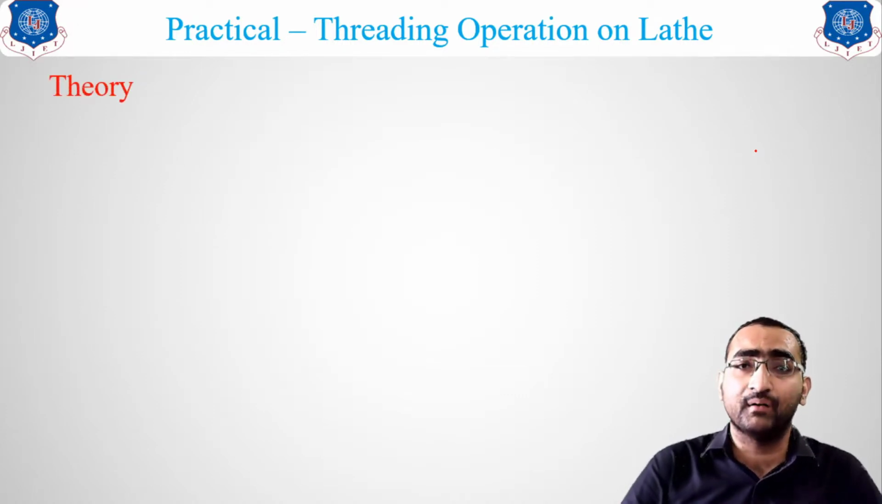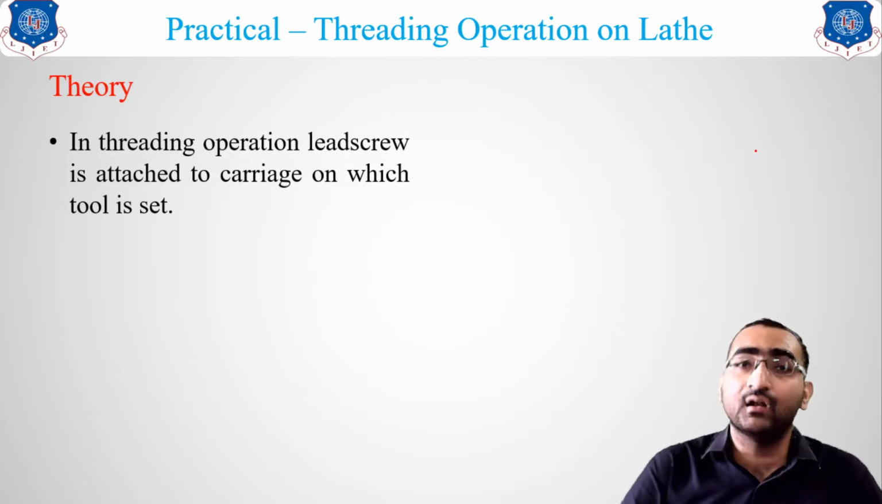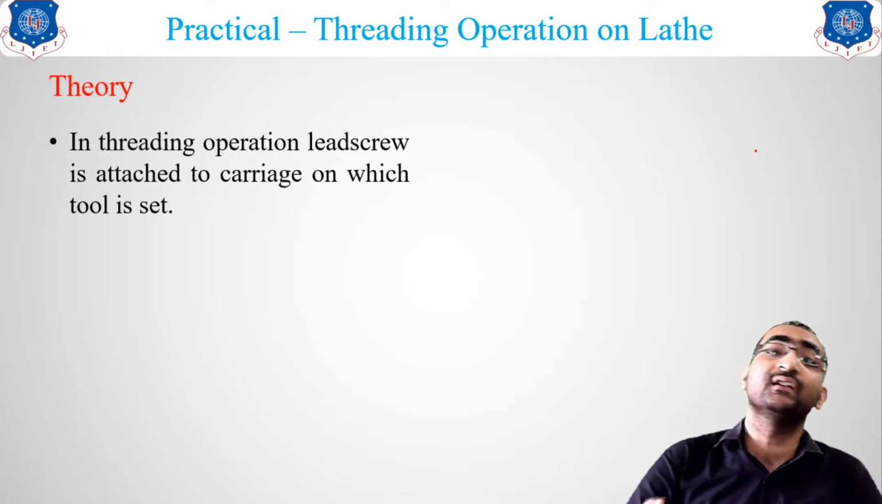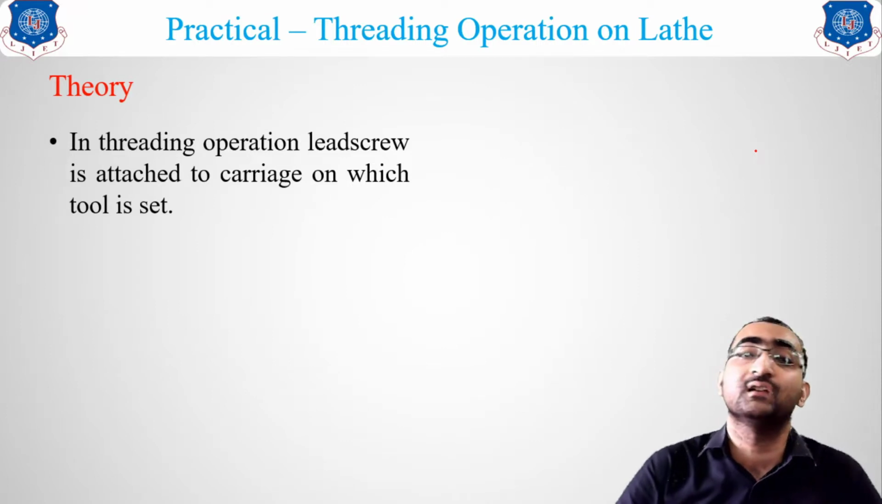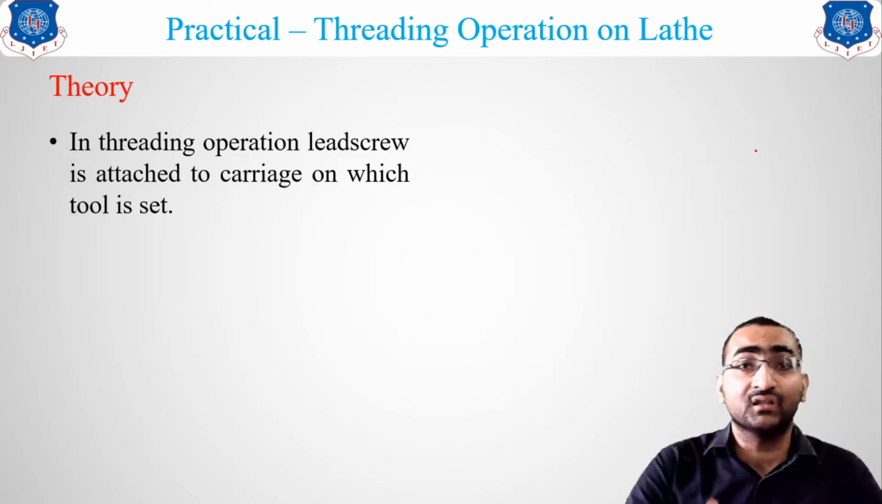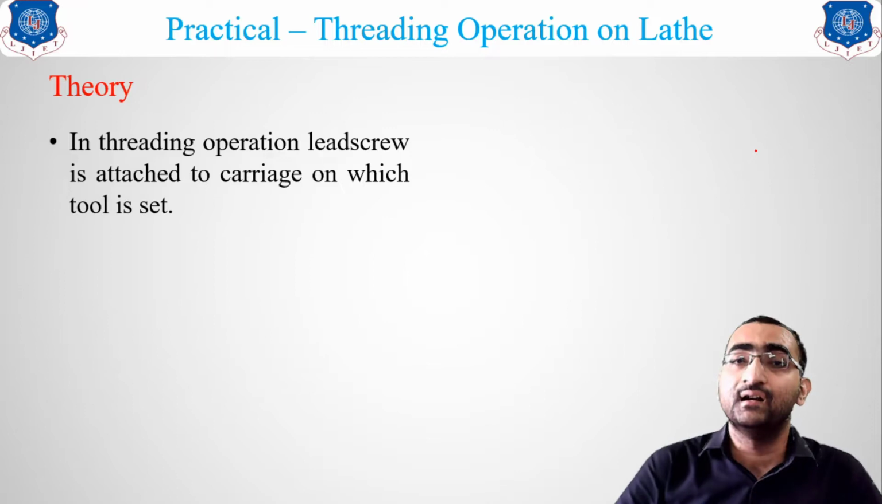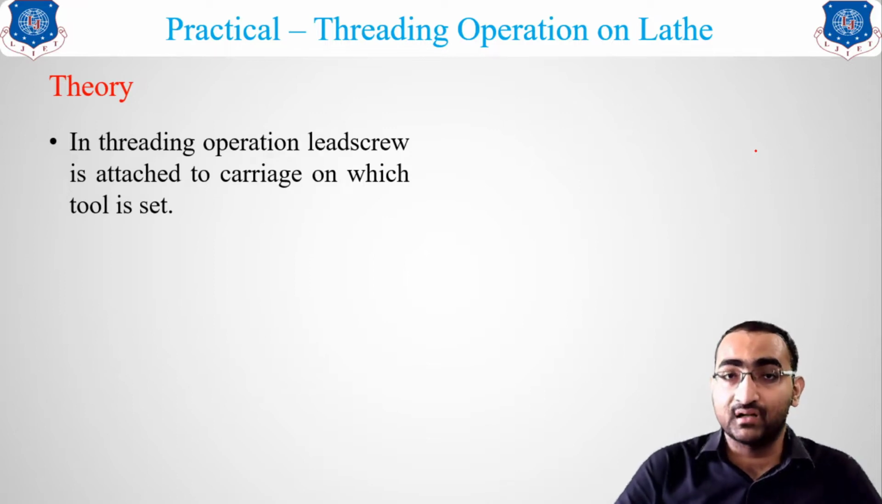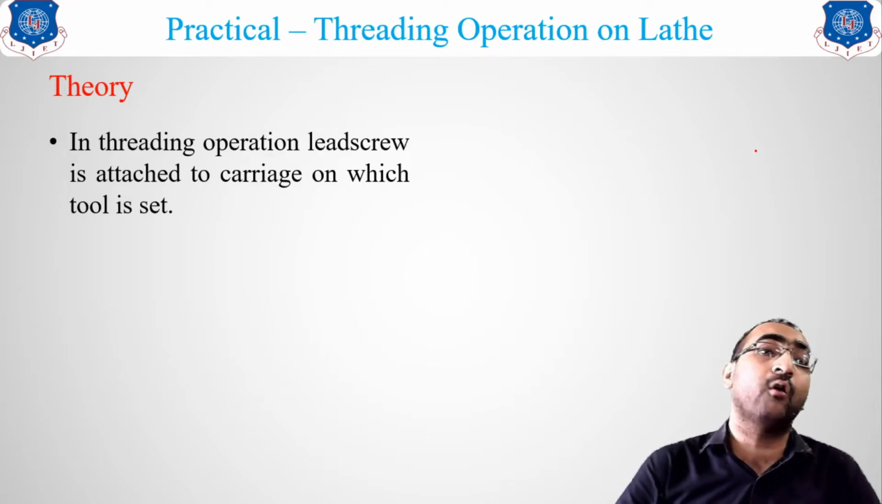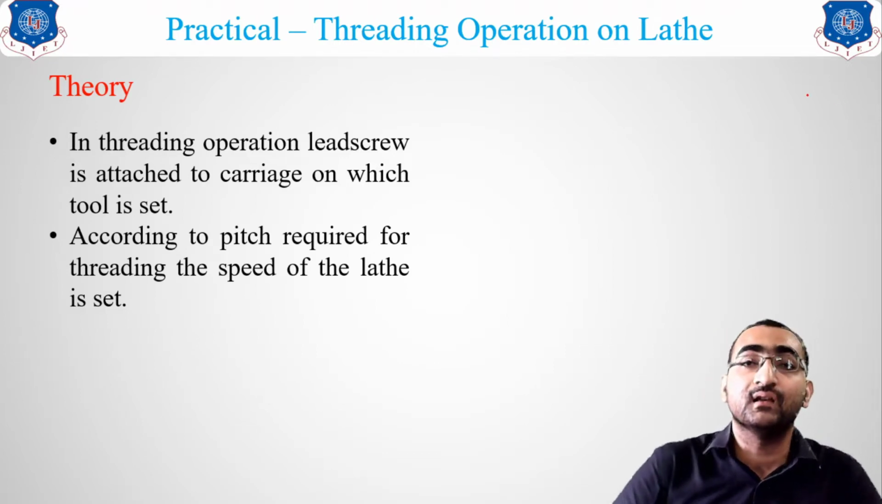Next comes the threading operation theory, how the threading operation takes place. In this threading operation, the lead screw is attached to the carriage on which the tool is set. For the threading operation, we will take the help of the lead screw. In this type of operation, a semi-automatic process is used. According to the pitch required for the threading, the speed of the lead screw is set.